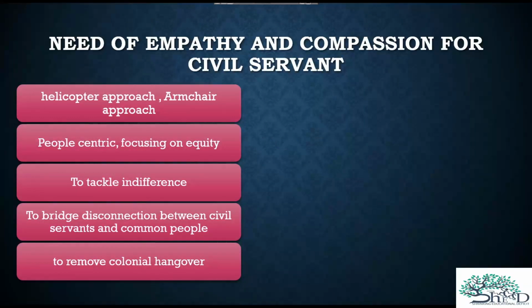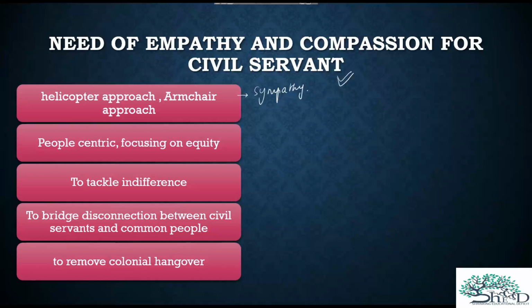Now since we are studying it for civil services, what is the need of empathy and compassion for a civil servant? Now see, what happens is there is a helicopter approach. First let us understand the helicopter approach. You might have seen that whenever some disaster happens, ministers etc. have a survey from the helicopter. In that they are able to think. That means there is sympathy.